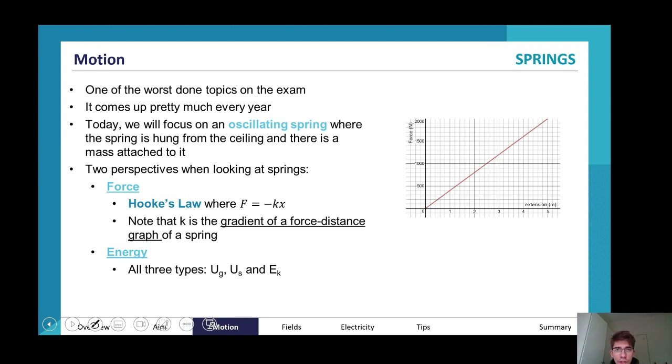And first of all, let's focus on Hooke's law. So Hooke's law says that, let's say we have a particular spring, which we are pressing to the right. Let's say we use a block to press this spring to the right.